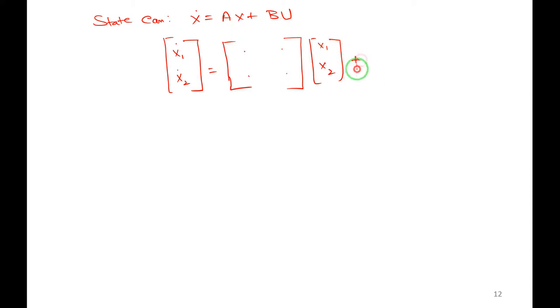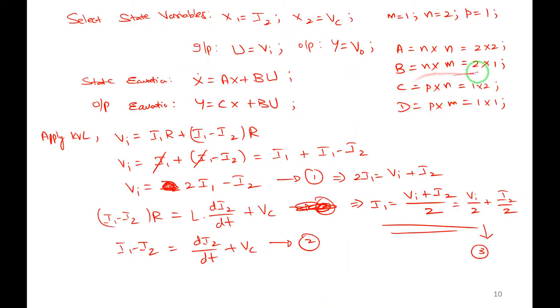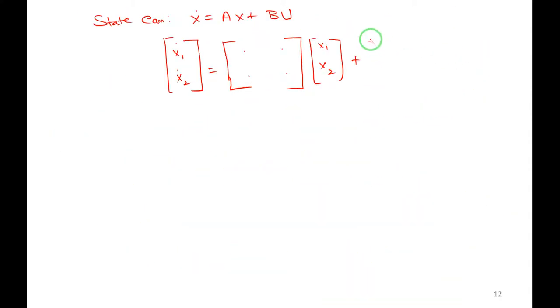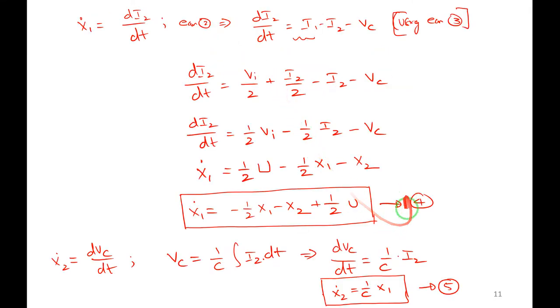Next B. What is the order of B? B is 2 cross 1, 2 rows, 1 column. Then U. U is only 1. So let me make use of equations 4 and 5 and write it.